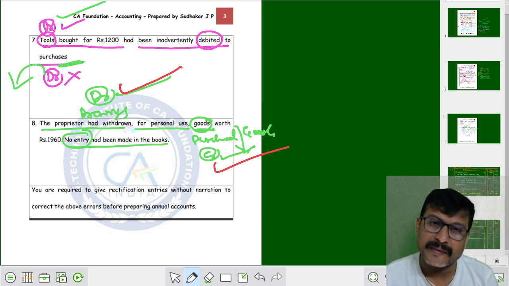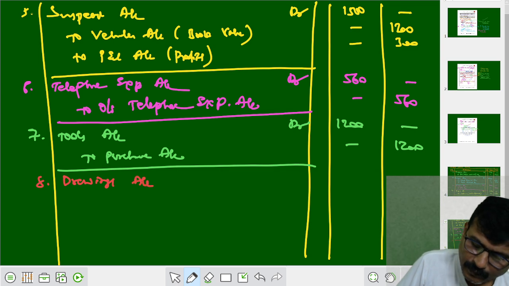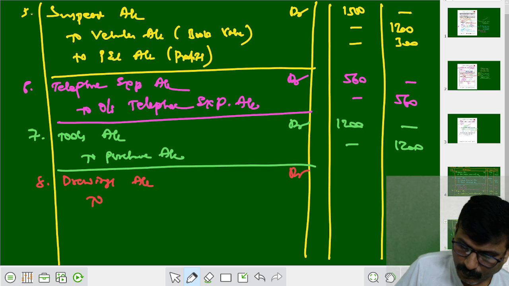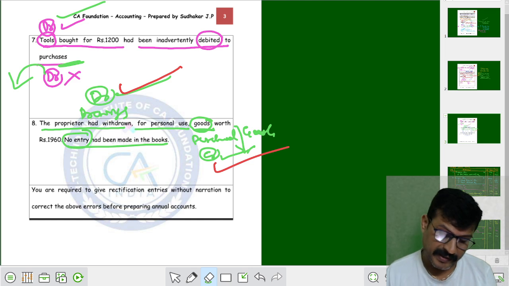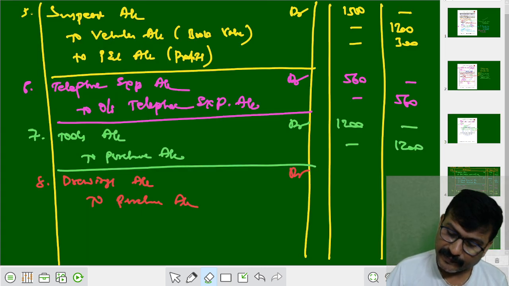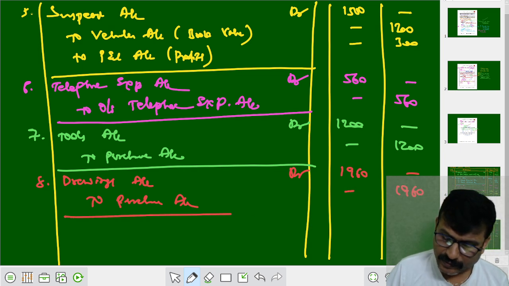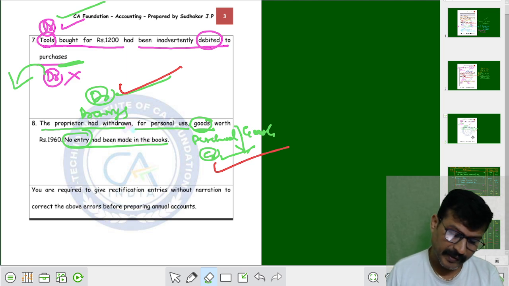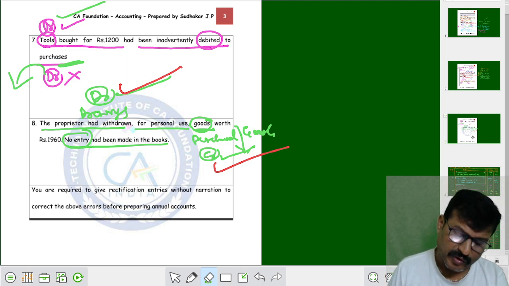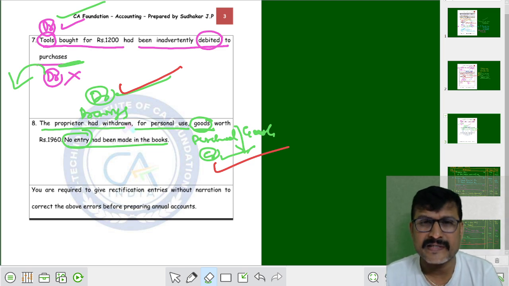Now, what will the entry be? Drawings account debit to purchases account. How much, my dear children? It is an amount of 1960. What is your narration? Being personal use of goods now recorded. Personal use of goods by the proprietor is now recorded.